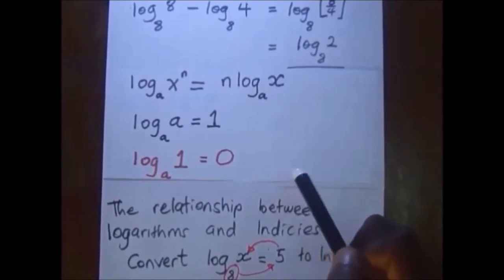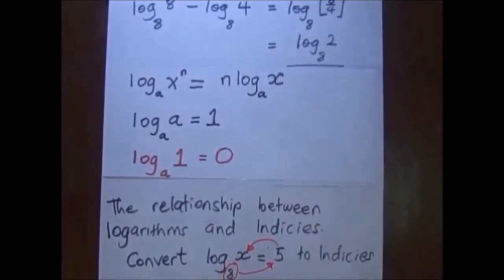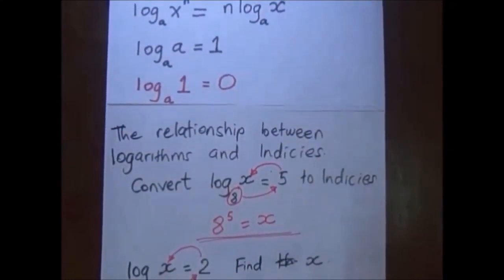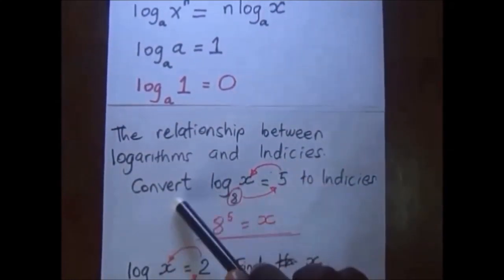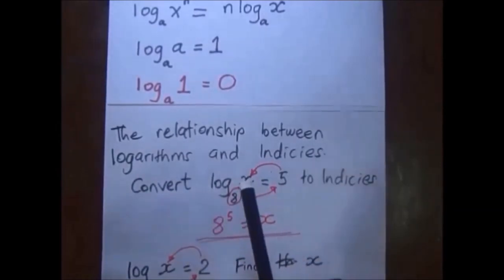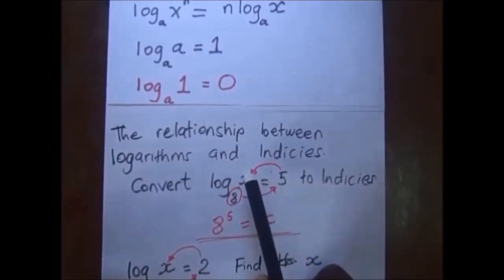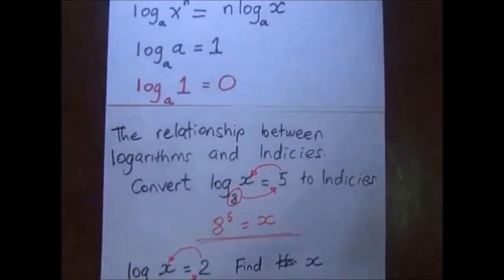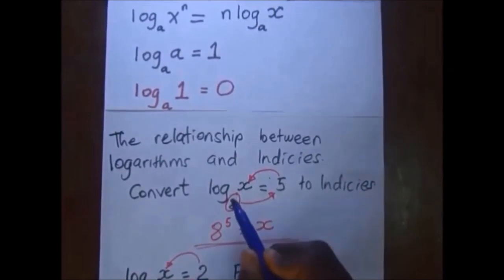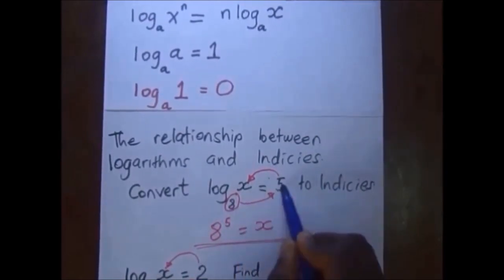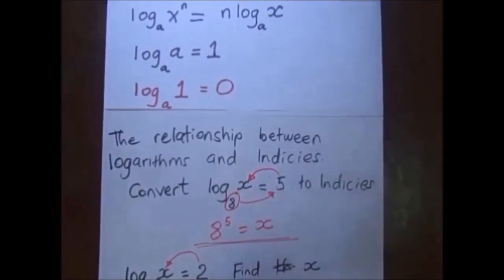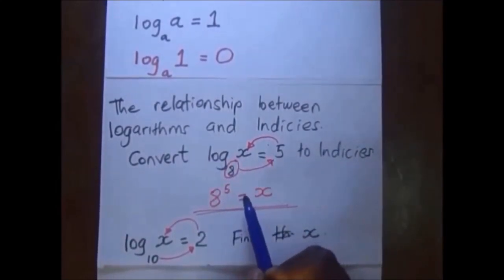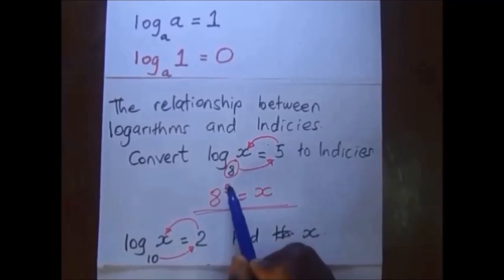It's important that we know those principles at our fingertips. So let's explore the relationship between logarithms and indices. We have a random example here that converts log of x base 8 to indices. Converting this to indices means that 8 to the power 5 is giving us x. So in essence, the value of converting this logarithm to indices is 8 to the power 5 is equal to x.